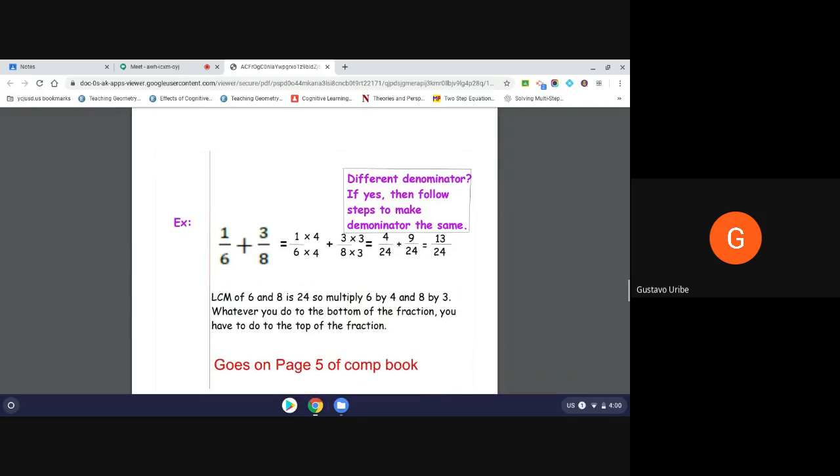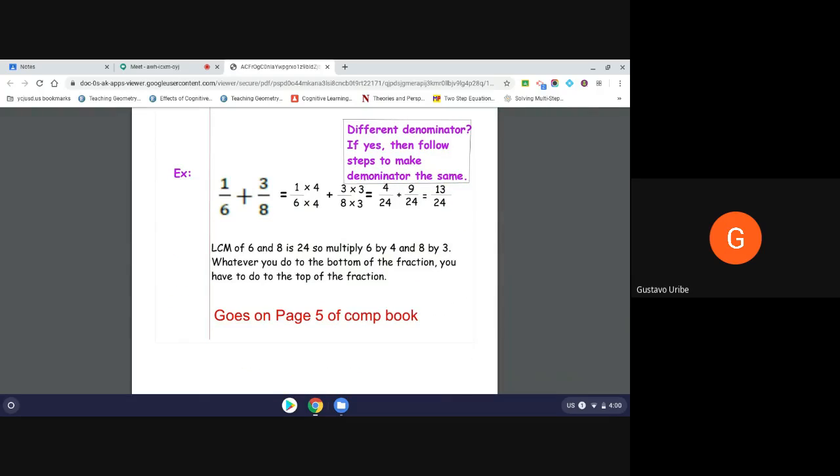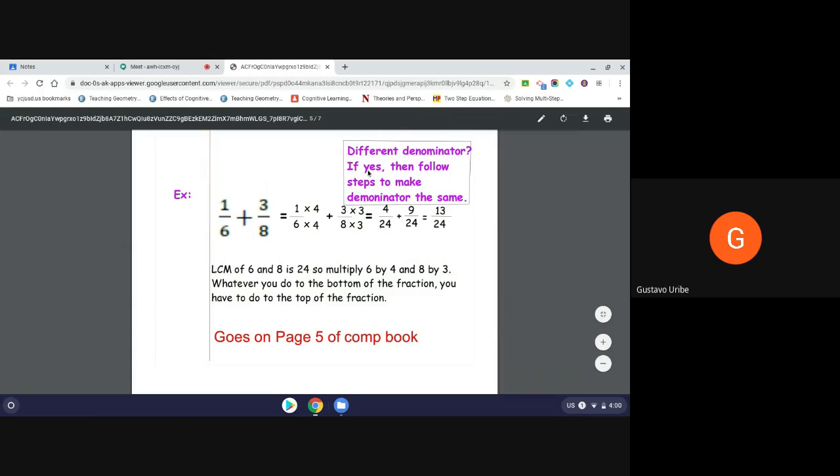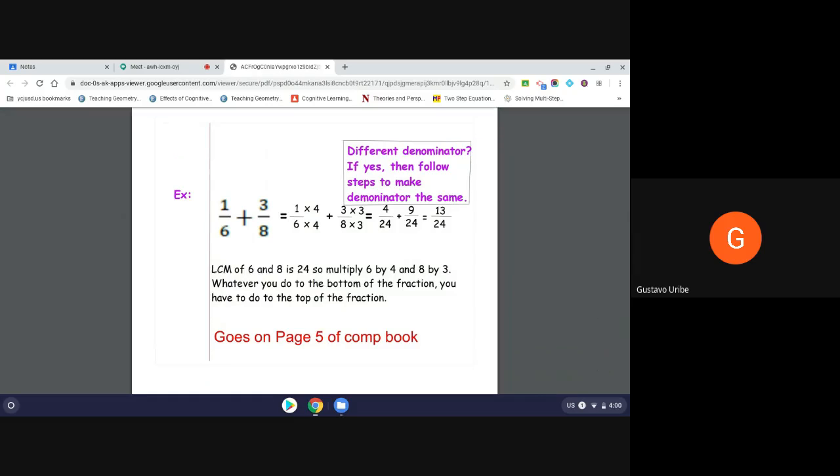Now, what do we do if they're different? Well, this gets a little bit tricky. We're going to talk about LCM later on, but you should have probably already learned it last year. So, are the denominators different? If yes, then you have to follow the steps to make the denominators the same. So I have 1/6 plus 3/8. I can't add across, right? That's not how our fractions work.